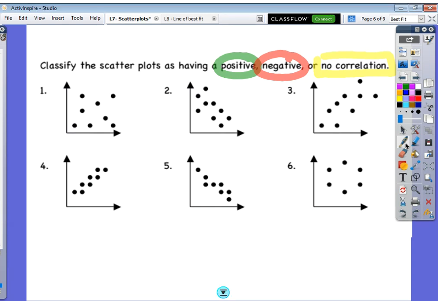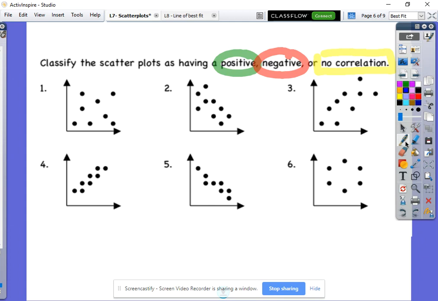So, very quickly with your neighbor, see if you can identify which one each of these six graphs is. Should be pretty quick and pretty easy, but see if you can identify each one as positive, negative, or no correlation at all. Go ahead and press pause and make that happen.